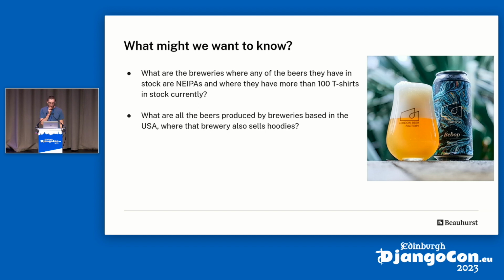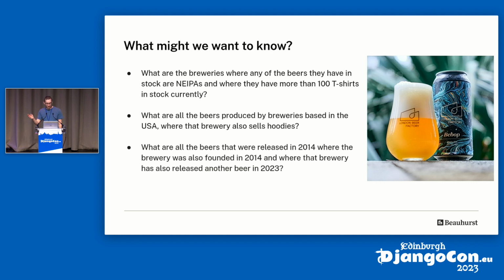Or what are all the beers produced by breweries based in the US, where the brewery also sells hoodies? Or what are all the beers that were released in 2014, where the brewery was also founded in that same year, and where that brewery has also released another beer in 2023? And as you see some of these examples, you can see how we have this interconnected series of models that we need to chain through and query in order to generate a query set at the end of it.